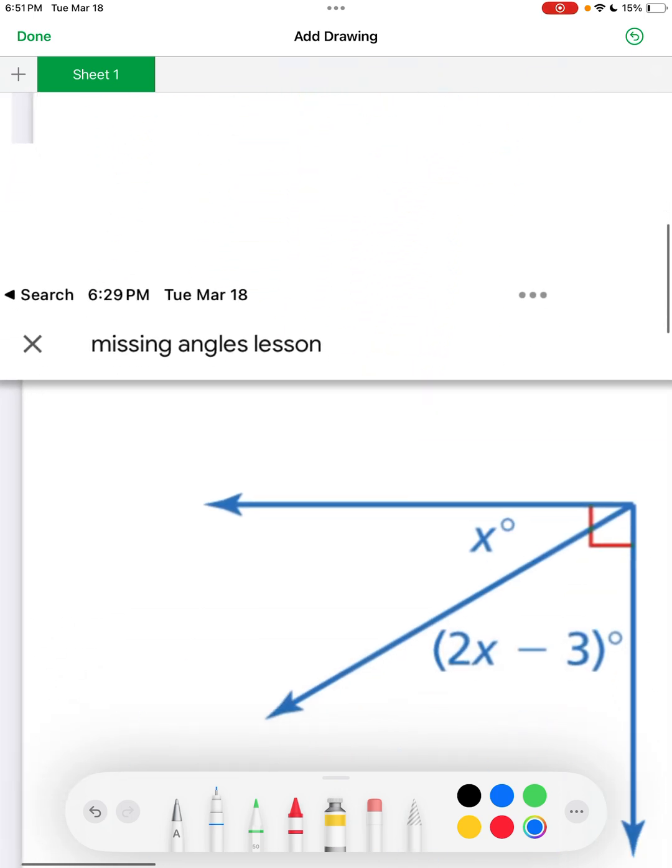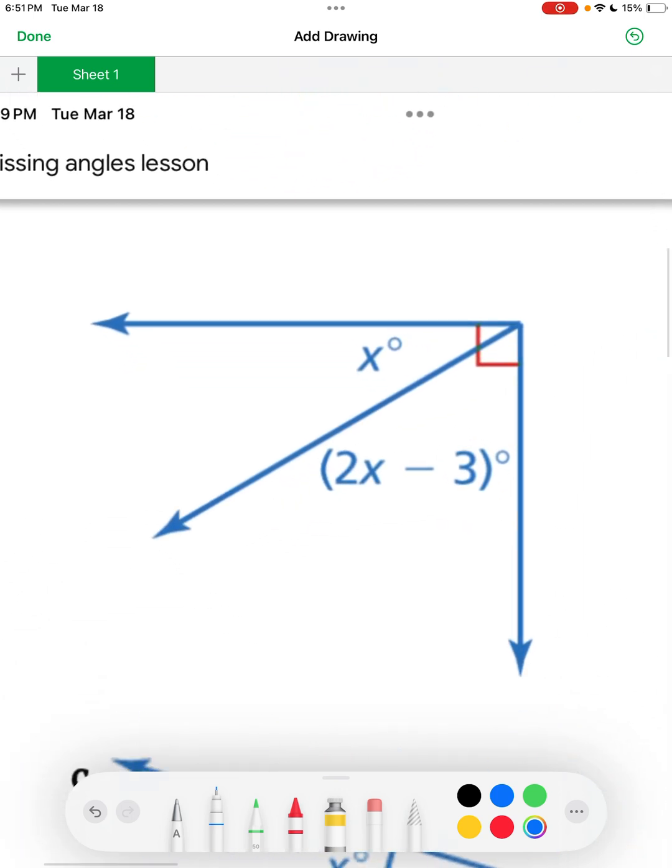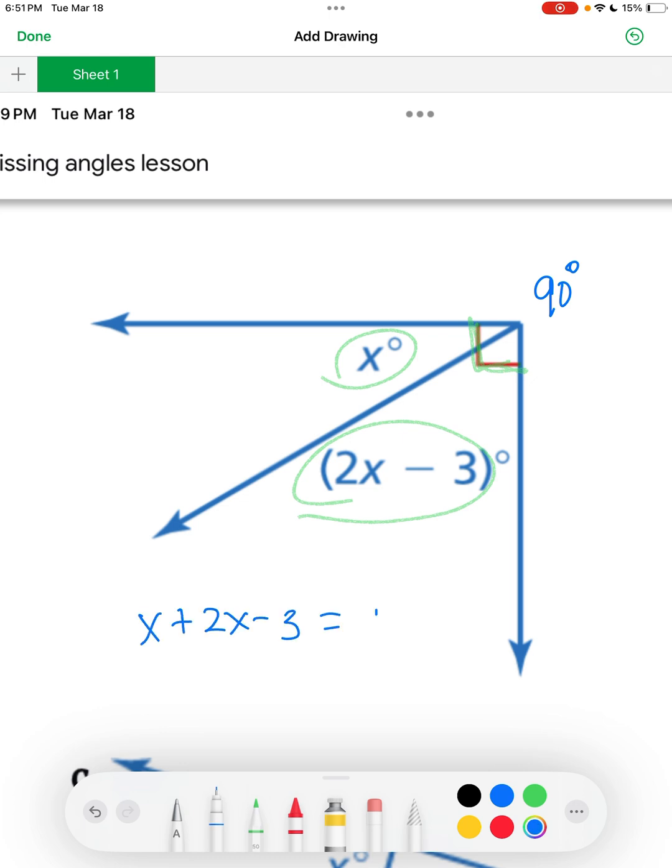Then we get a little bit more complicated, okay? I add in an extra variable, which should not be something that you completely get overwhelmed by. Right off the bat, I'm going to ask you, okay, well, what type of angle is this? Hopefully you're going to tell me that this little square right here tells me that this is a 90-degree angle. That means when I add this plus this, it should equal 90 degrees. So you guessed it, we're going to write an equation with this information on here.